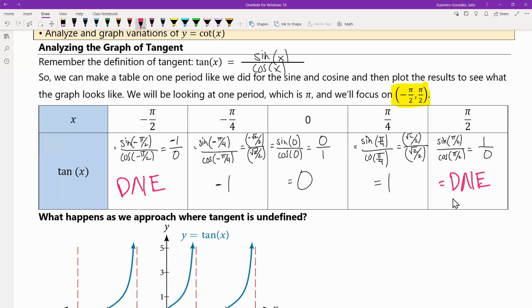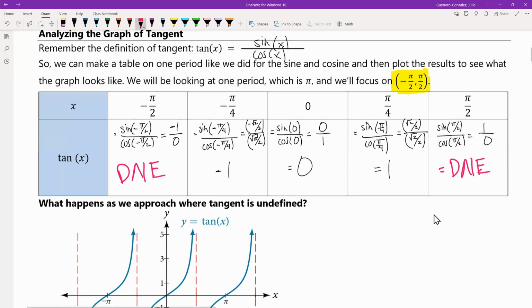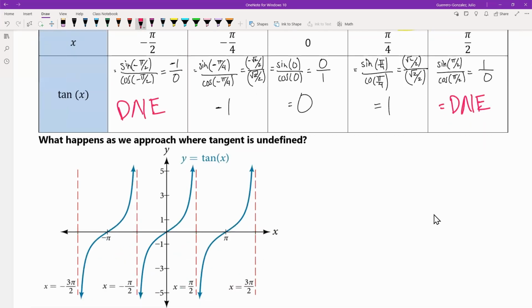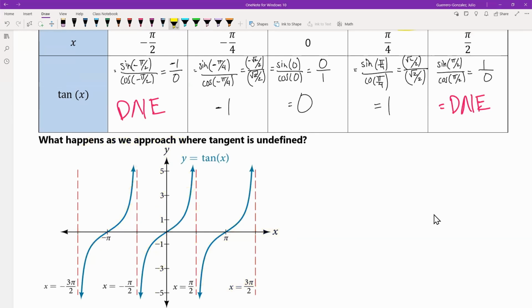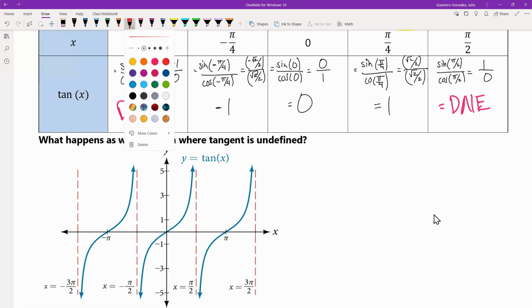Now, how does this look? Let me scroll down. We have the graph right here down below. And what we specifically did was we graphed this portion from negative pi over 2 all the way over to pi over 2, this little section of x values on the x-axis right there. So if you guys see these two points right here, actually let me put them in pink, there we go.